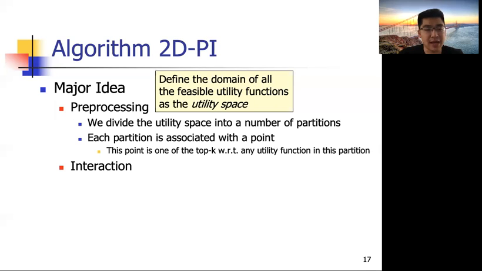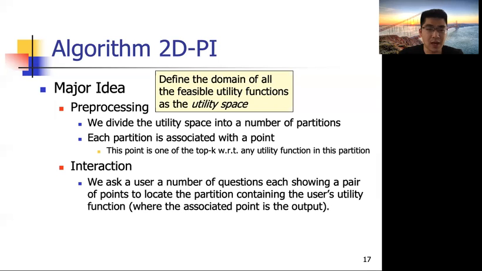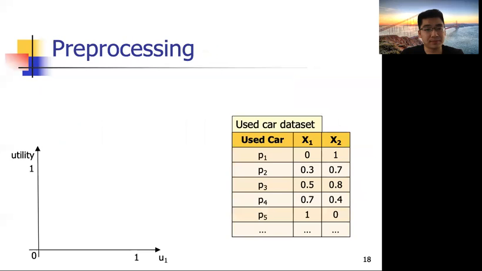Then the second step is interaction. We ask a user a number of questions, each showing a pair of points to locate a partition containing the user's utility function, where the associated point of the remaining partition is the output. Now let's see the two steps in detail.